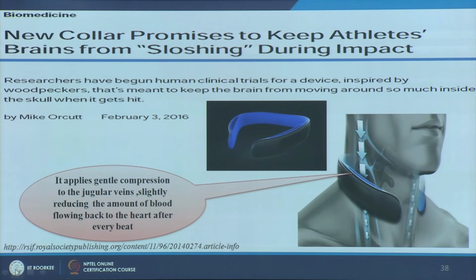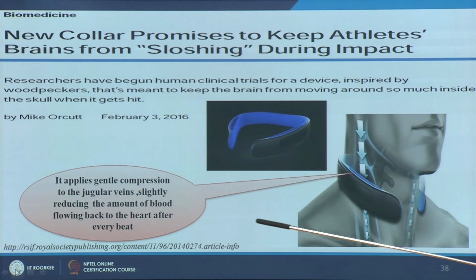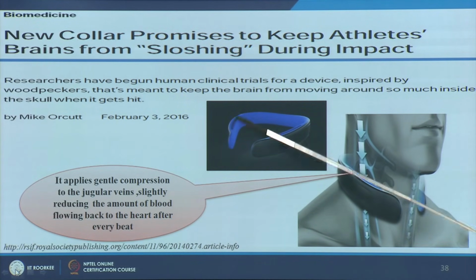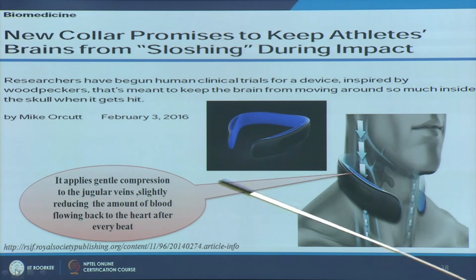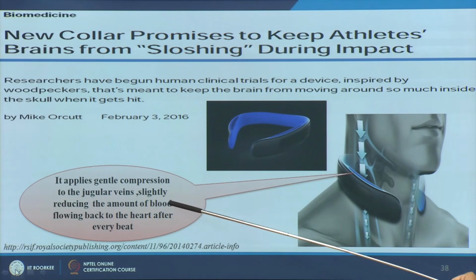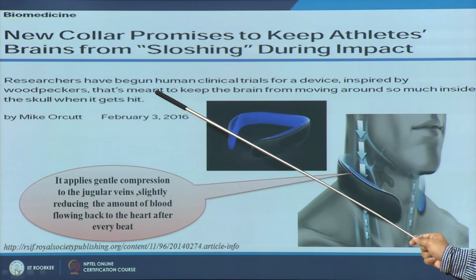Last year there was a research publication, and in this they have shown that they made a smart collar. They got the idea from the woodpecker. This collar applies a gentle compression to your jugular veins, and it slightly reduces the amount of blood flowing back to the heart after every beat. So, this smart collar will protect your brain from moving around so much inside when the skull gets hit.